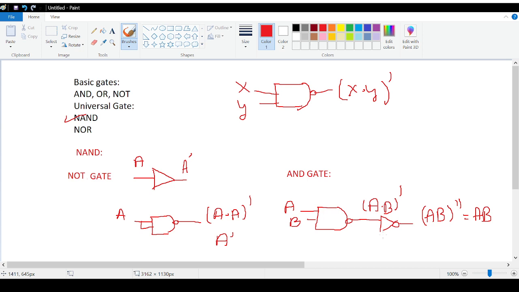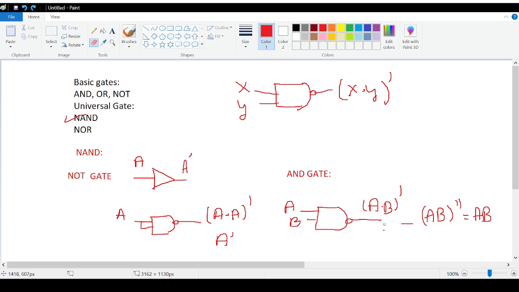So I need to replace this NOT gate. How do I replace the NOT gate with NAND? By this, right? Is my point clear? I want to build AND gate using only NAND. So I already used NAND here. Now the NOT part needs to be replaced with NAND. So how do I construct a NOT gate using NAND?